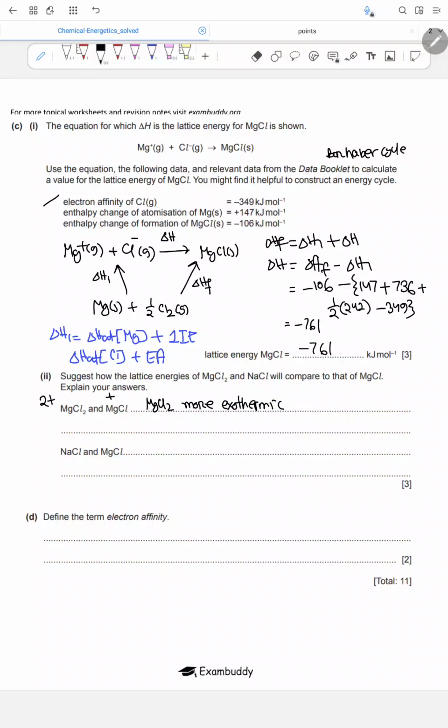Why? Because magnesium 2 plus has greater charge. Also, MgCl2 is relatively larger. So you actually don't need to write this part; the first part is sufficient.